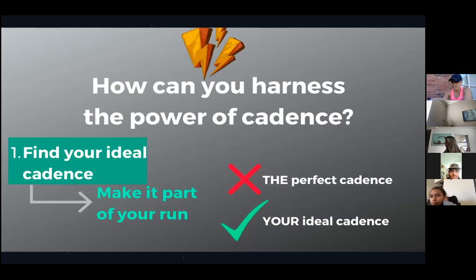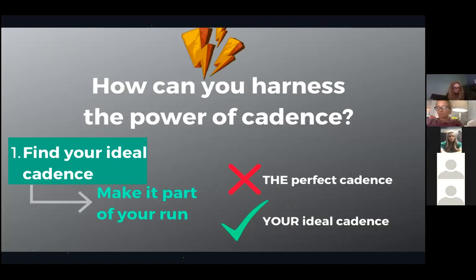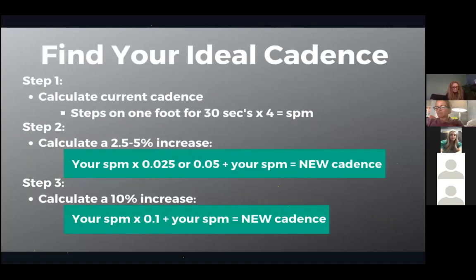So now Daniel's going to tell you a little bit more about how to calculate your cadence. Yeah. So with all that information, the question then becomes, how can you harness the power of cadence? How can you do this yourself? And so we came up with a method to do that. First, it starts with finding your ideal cadence. So the process for that is going to look like, first you have to calculate your cadence. Then you have to make it a part of your run. And we know there's no perfect cadence, but we can work on finding your ideal cadence. So for finding cadence, step one, you're going to calculate your current cadence.